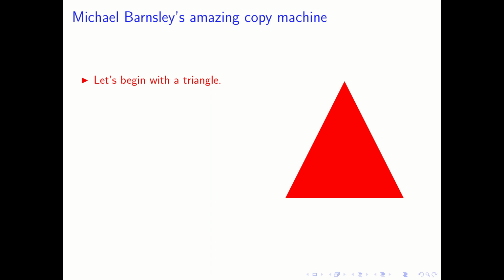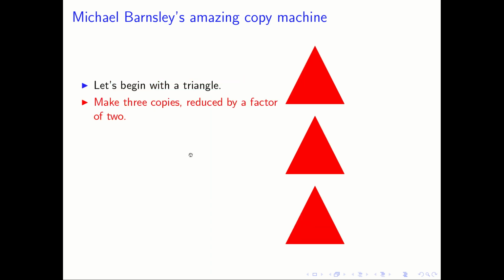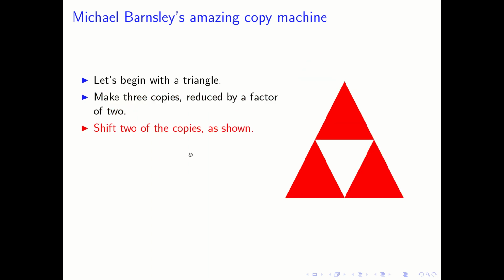How does this work? Let us illustrate with the Sierpinski triangle. We start with a solid triangle, and then we make 3 copies, each reduced by a factor of 2, and shift the copies so that they sit on top of each other. Of course, you recognize what this is. This is level 1 of the Sierpinski triangle.